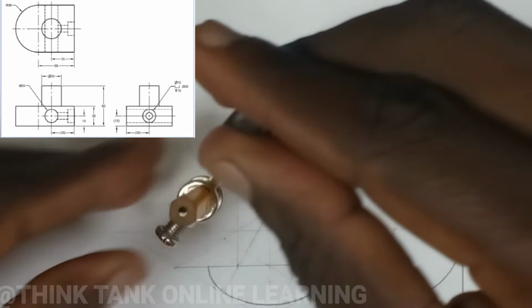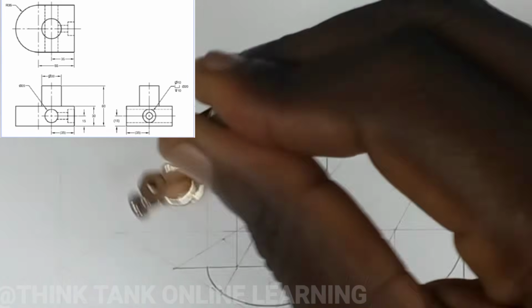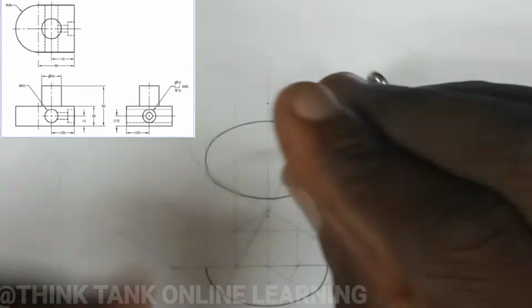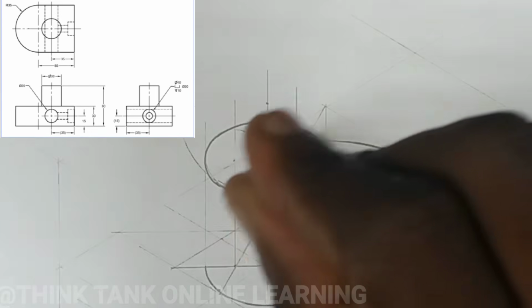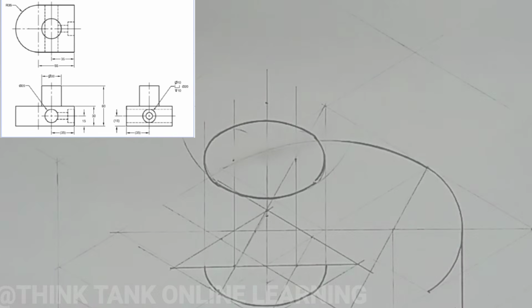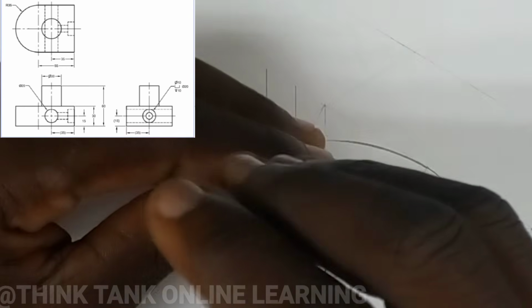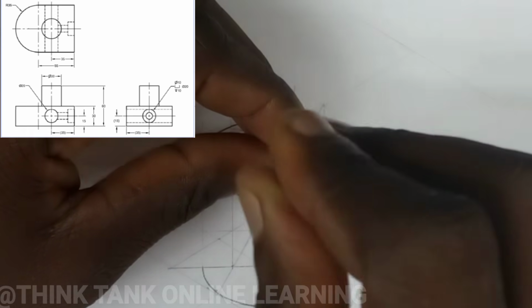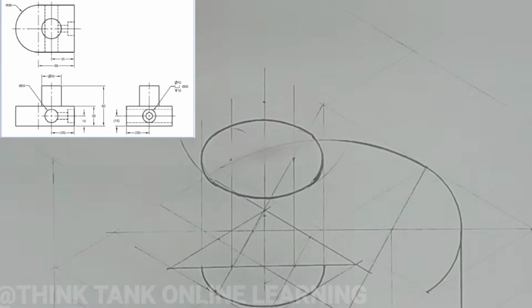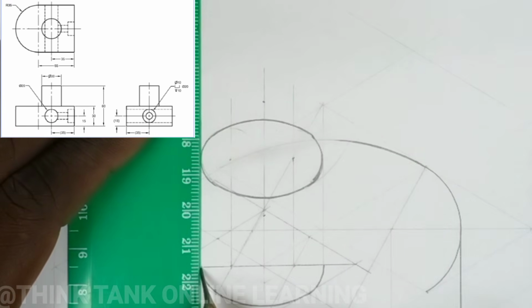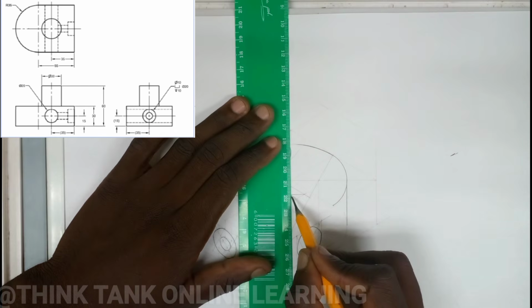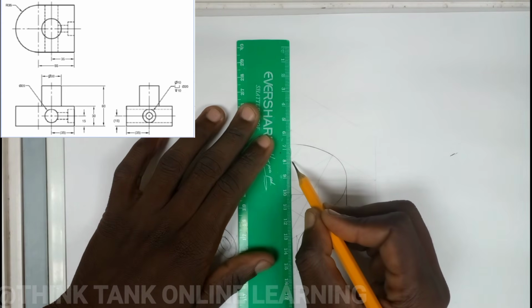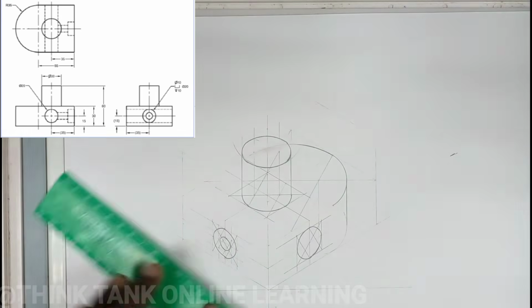I can just outline. Okay, then after that, take my HB and outline. Now, as you can see, I have a cylinder.